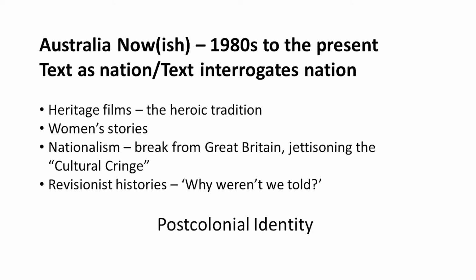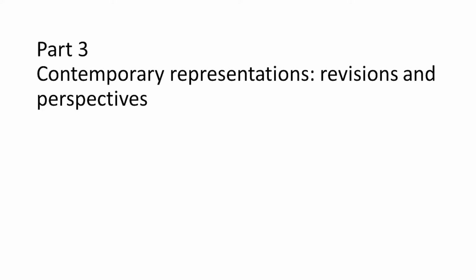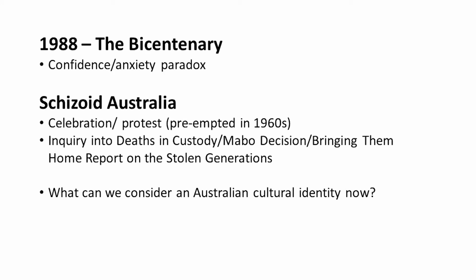Part 3 of our lecture looks at contemporary representations, so revisions and perspectives. That's what we're going to focus on in this section. Now, as I mentioned in the second part of the lecture, in 1988 we had a bicentenary moment, a moment of historical significance where we started to look back on 200 years of white Australian history. Now, with that interrogation, looking back over 200 years, there was a newfound confidence that came about, but also an anxiety. So we had a paradox emerging. So confidence, but also being anxious.